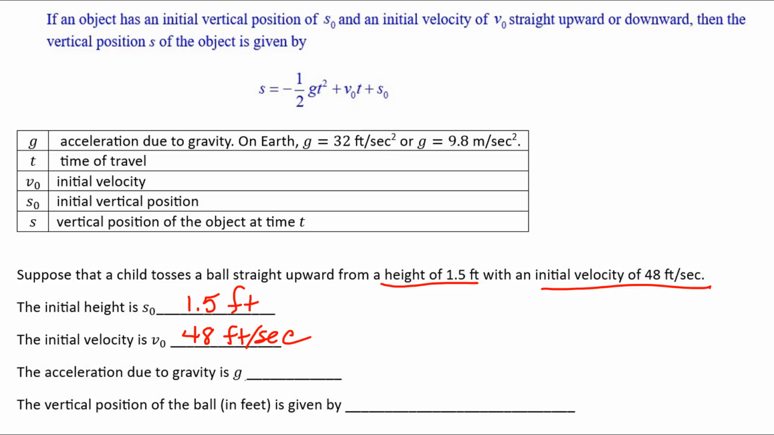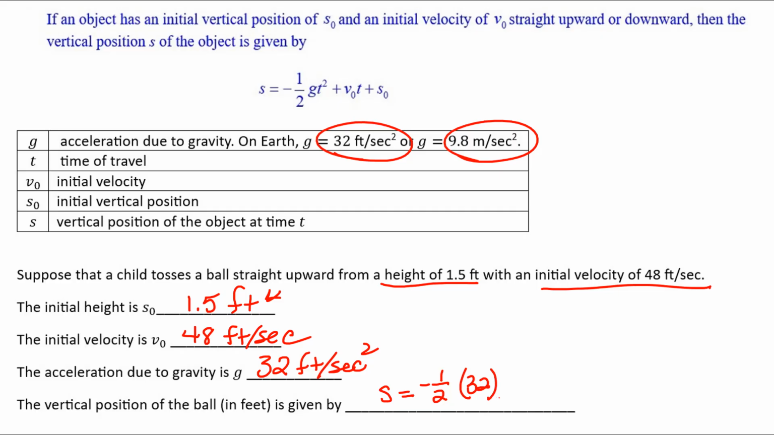The acceleration due to gravity is up here. It can either be in feet per second squared or 9.8 meters per second squared. So it's going to be 32. In this case, we're talking about feet. So we would put 32 feet per second squared. And then the vertical position of the ball in feet is given by this function. S equals negative 1/2 g times t squared plus v sub 0, which we just said is 48, t plus s sub 0, which is 1.5.